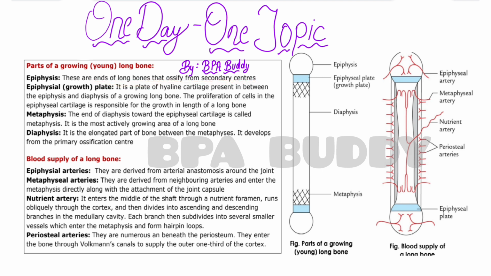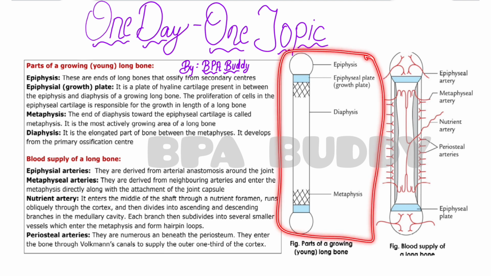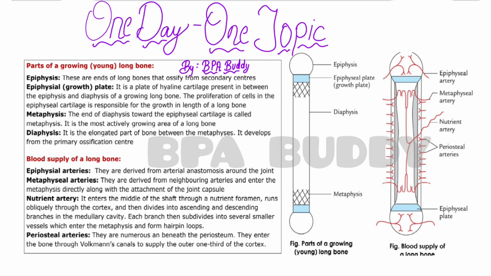Here we can see this is our epiphysis. The diagram is also very important. So have a look at the diagram along with the content, because if you know the diagram it is easy to remember the content. So the ends of long bone that ossify from secondary centers is the epiphysis.